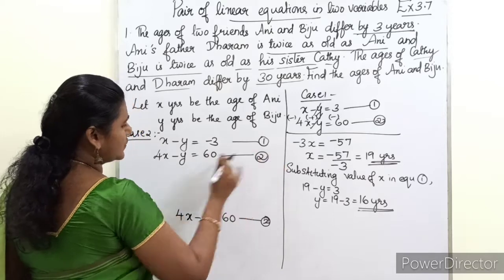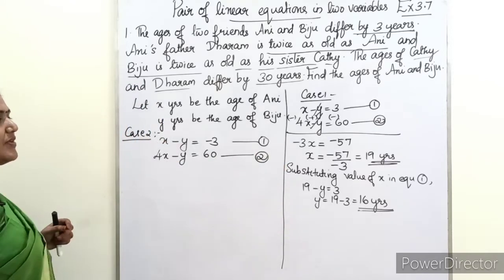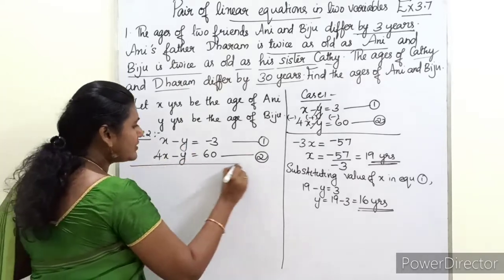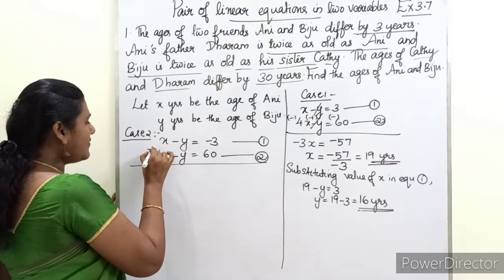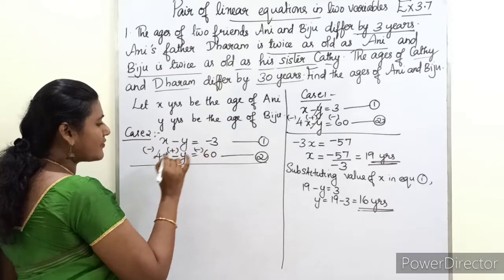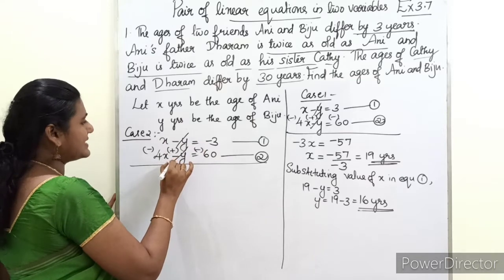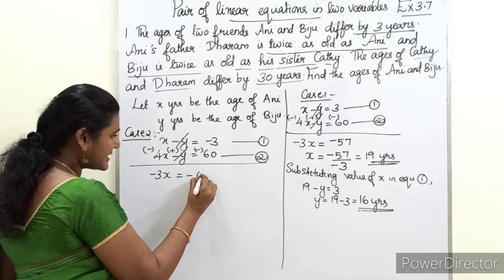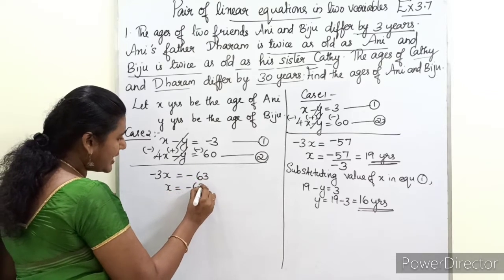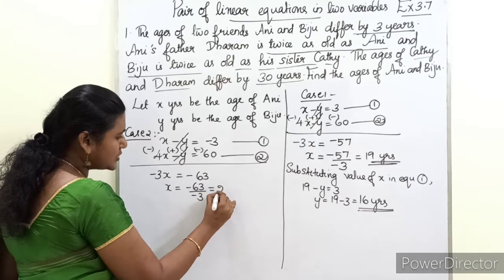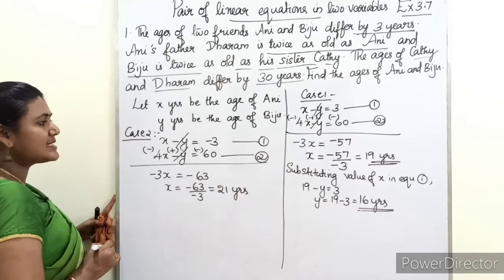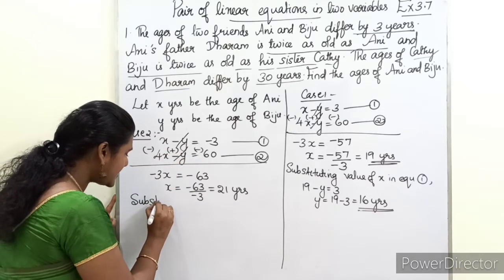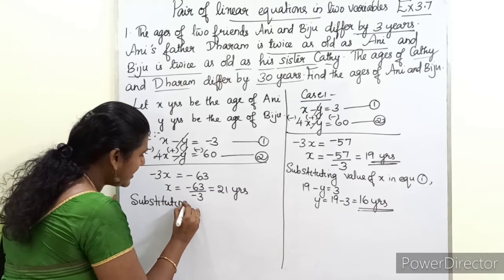So this is case 2. Now again we will simplify, and in case 2 we will get another set of values for X and Y. Here also we will do the elimination method. We will change the sign of each term of the second equation, so Y will get cancelled. X minus 4X is minus 3X is equal to minus 63, so X is equal to minus 63 by minus 3, which is 21 years. This value we will substitute in the first equation.